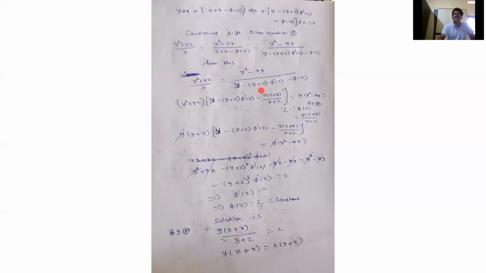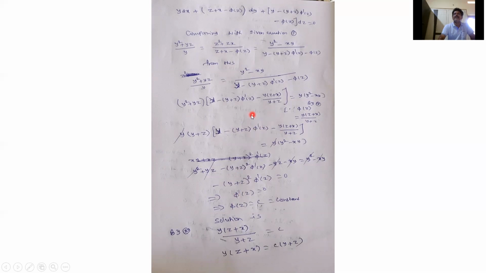So cross multiplication, we get (y square plus yz) into (y minus (y plus z) phi dash z minus phi z), and phi z is actually y into (z plus x) by (y plus z). So this is equal to y into (y square minus xy). Taking y plus z common, y minus (y plus z) phi dash z minus y into (z plus x) by (y plus z).